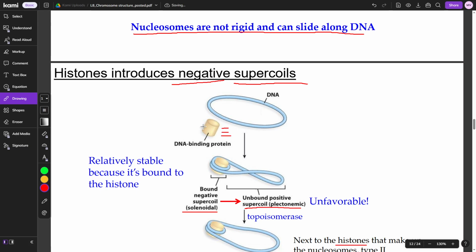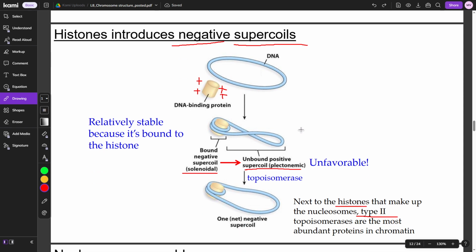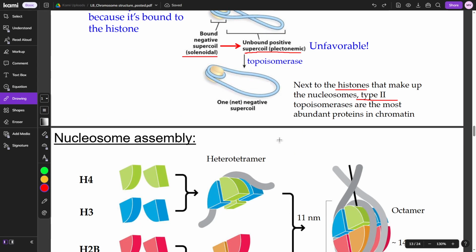So there's negative charges all over this histone. Oh, sorry, I think I messed that up. There's plus charges all over the histones, and then there's minus charges all along the DNA. That's not how minus charges look, but you get the idea. Minus, minus, minus, a bunch of minus charges. And so these can associate and form these complexes, and that makes it very stable. So that's why it's favorable in the first place to even bind this histone, despite the fact that you're forming these unfavorable positive supercoils, which you can just use topoisomerase to remove.